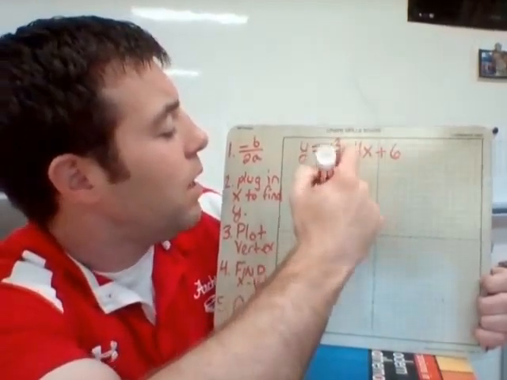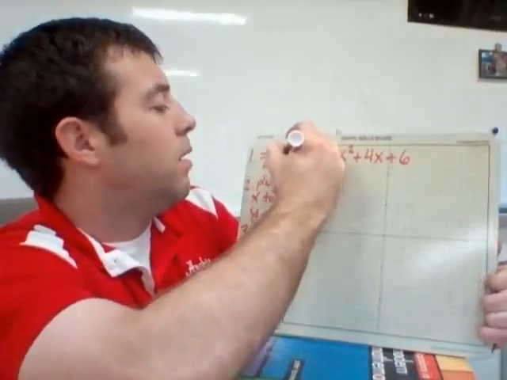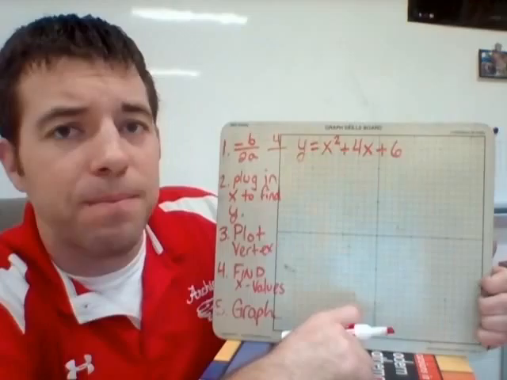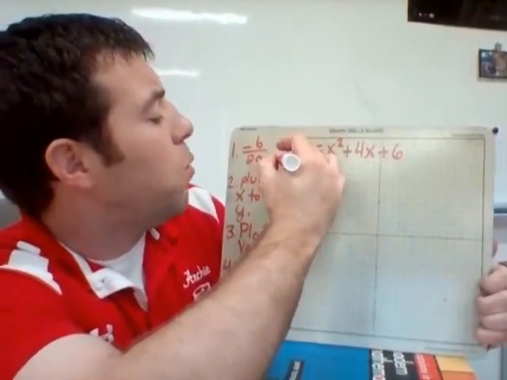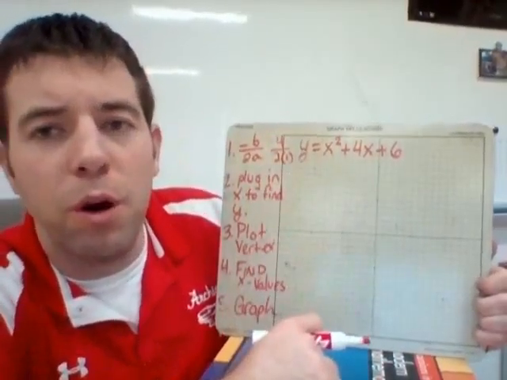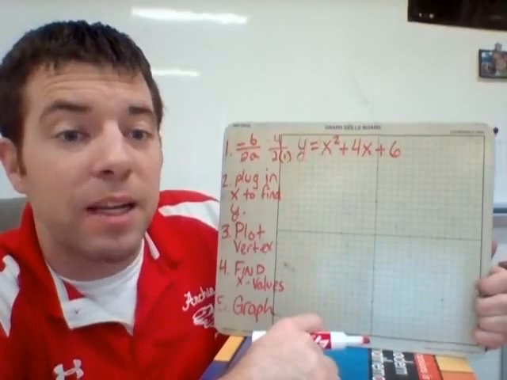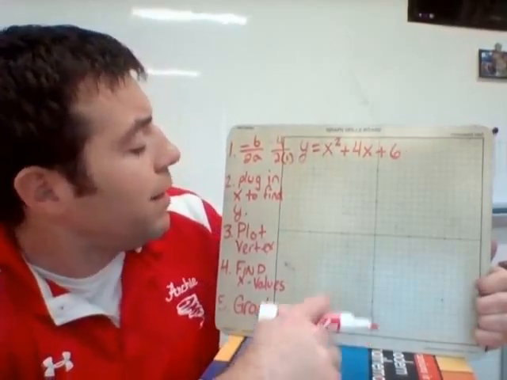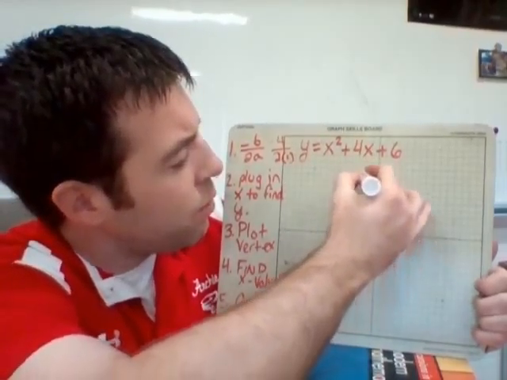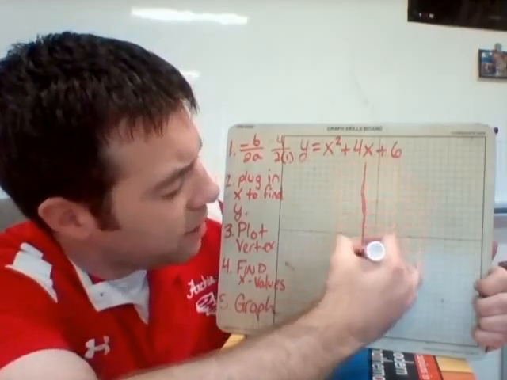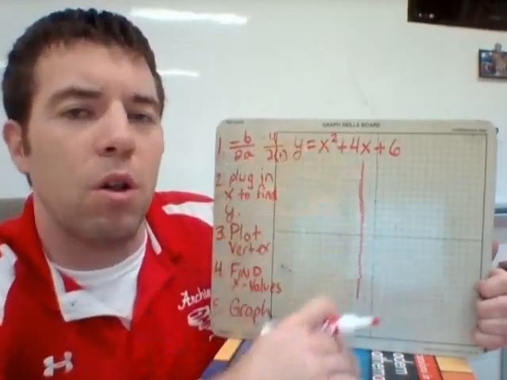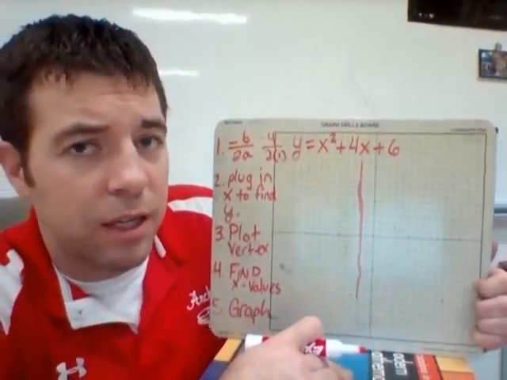So I come up here, negative 4 over 2 times 1, because my a is 1. Well, 2 times 1 is 2, so negative 4 over 2 is simply negative 2. So I know that the x value of my vertex will be negative 2. Now, since we know that, I can go ahead and draw my axis of symmetry. My vertex will be somewhere along that line, x equals negative 2.